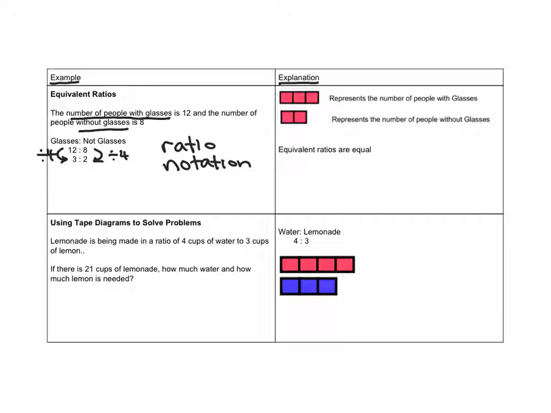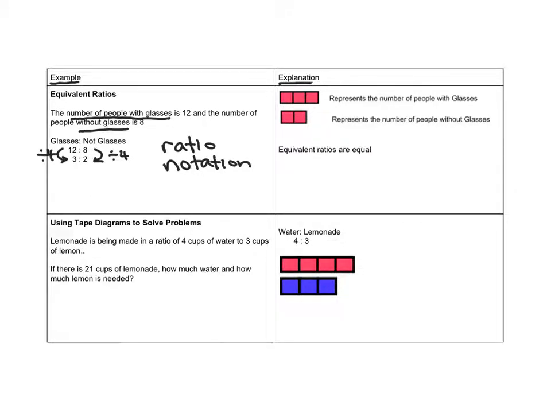Over here on the right side, you can see my tape diagram. And my tape diagram is just showing that I have a ratio of 3 to a ratio of 2. But if I compare that to a ratio of 12 to 8, then I know that each of my boxes must represent 4. And so tape diagrams are a great representation of ratios because you can use them for any equivalent ratios.